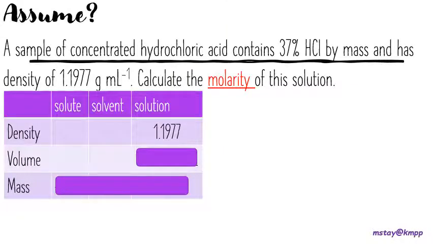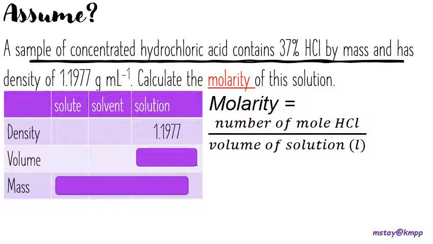Example 3 and example 2 are similar, but I'm going to show you another way to solve this problem. As usual, gather the information from the question into the table and then write down the formula for the molarity. Again, we need to find the number of moles of HCl. Due to lack of information, we can do an assumption for the volume of solution, which is 1000 ml, equal to 1 liter.